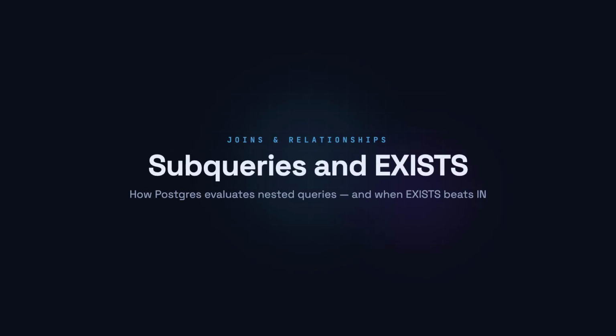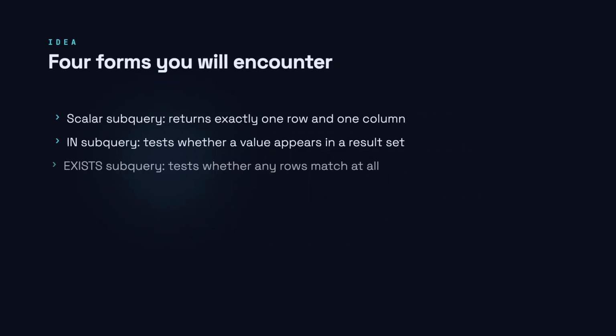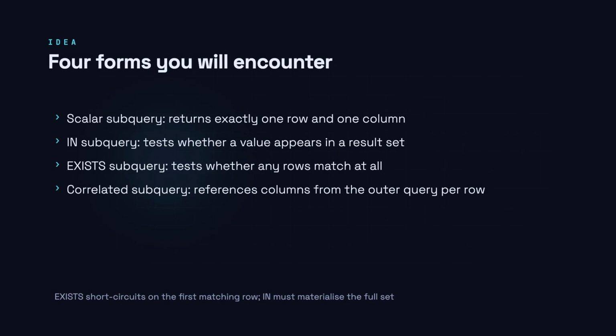Subqueries let you nest one query inside another. Postgres evaluates them differently depending on where they appear and how they reference the outer query, and that choice can make or break performance. Subqueries come in 4 flavors. The key distinction is whether the inner query runs once globally or once per outer row, and whether Postgres needs every matching value or just proof that one exists.